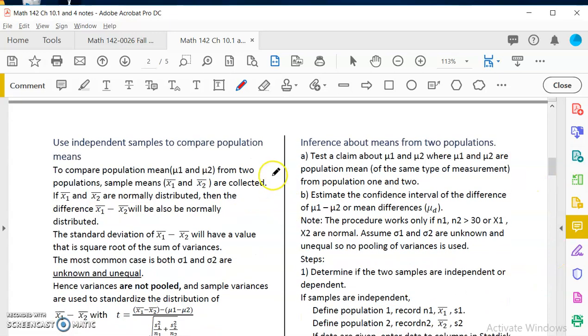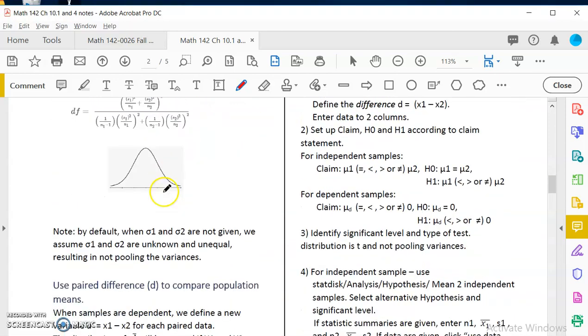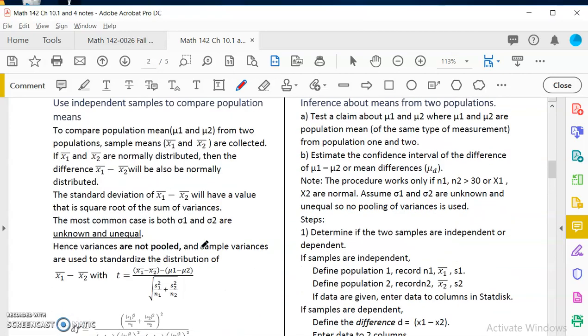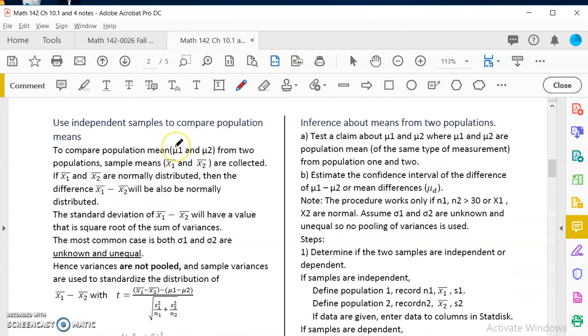So let's see. This is the steps. Okay, so I think this is the talk about the theory on how to compare independent samples, and then the next part is how we can use paired difference, a new variable that we create called D, to compare population means. So how do I compare population means if they're independent samples? I just talked about that. We're just comparing x1 bar and x2 bar.